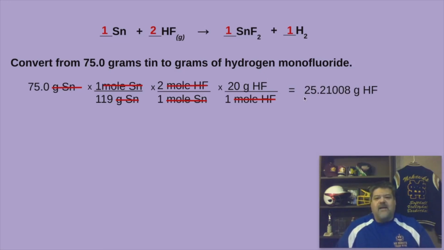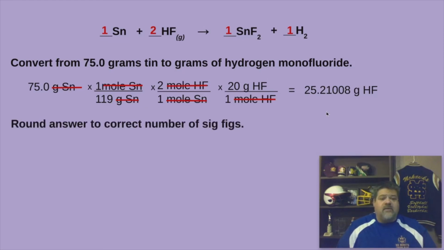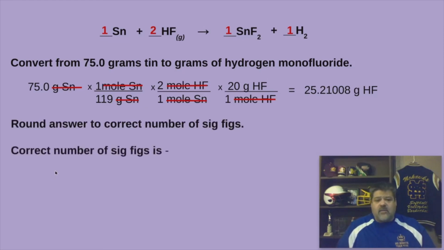But we're not done. That's how many grams we have. We're getting there. And so what do we have to do? Well, we have to figure out the number of significant figures, and that's what we have to put in. So we have to round to the correct number of significant figures. What is the correct number? We go back to the original problem, and I have it right up here: 75 grams, which is 3 significant figures. Remember, this 0 is significant because there's a decimal in the number. Trailing zeros are significant if there's a decimal in the number. So we end up having 3 significant figures.